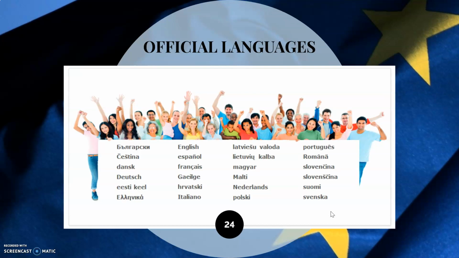In every country of the European Union, people speak their own language. The European Union protects the right of people to communicate in their own language, making all important information and documents available in 24 languages.